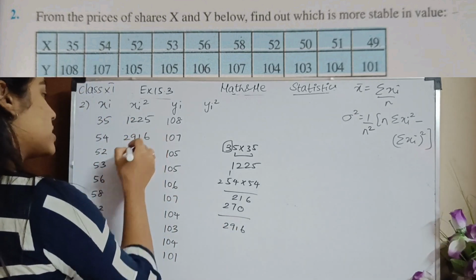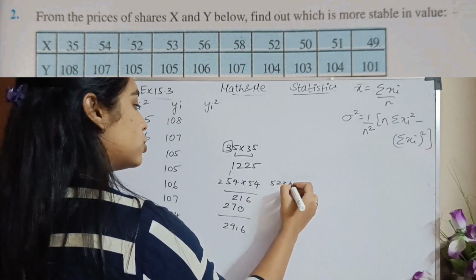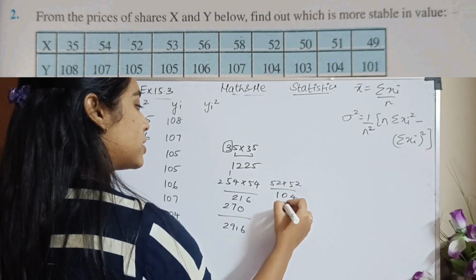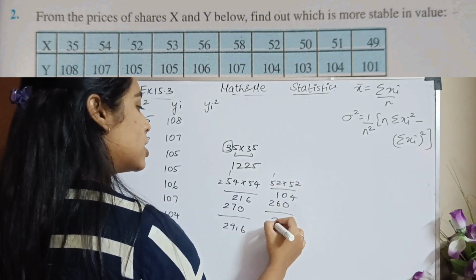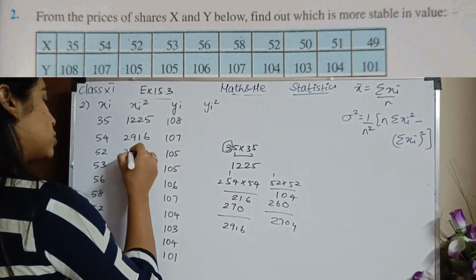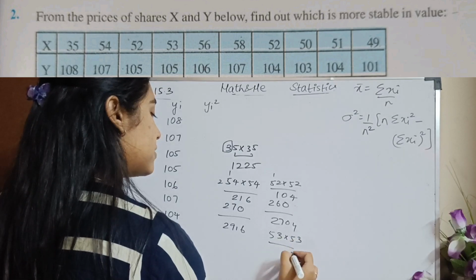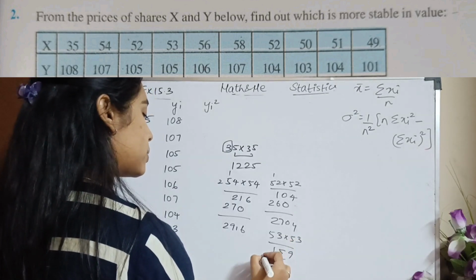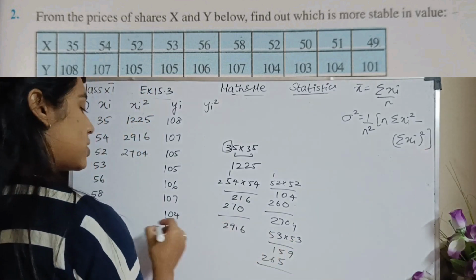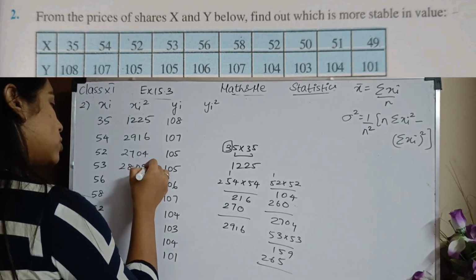2916. 52 into 52. 2 2s are 4, 5 2s are 10, 5 2s are 10, 25, 26, 2704. 2704. 53 into 53. 3 3s are 9, 5 3s are 15, 5 3s are 15, 25, 26, 2809. 2809.